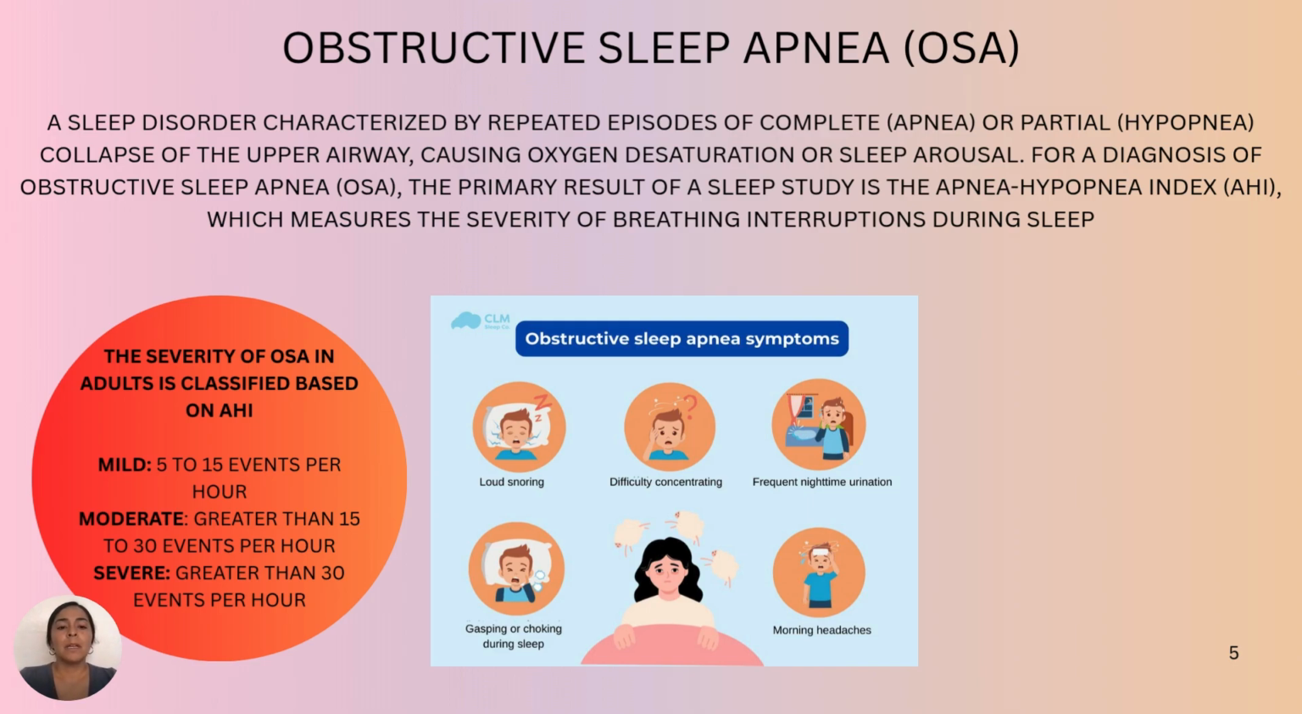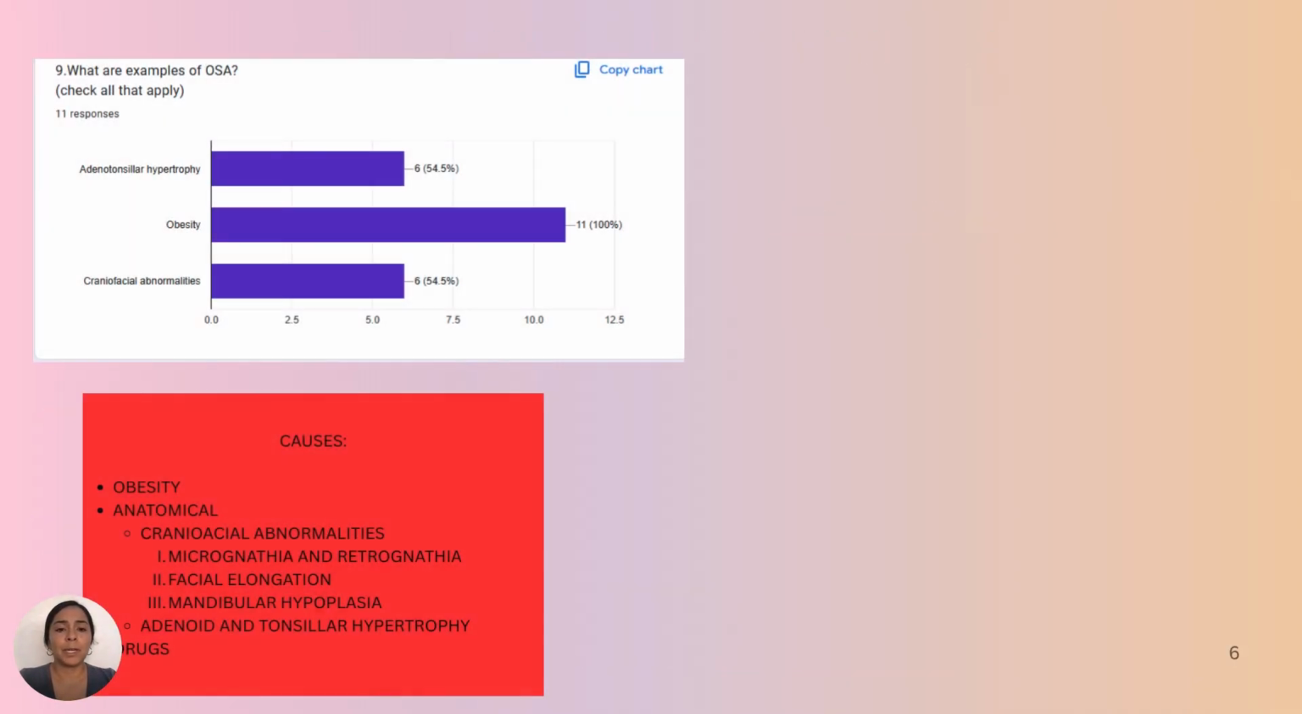Some symptoms of OSA are gasping and choking during sleep, loud snoring, frequent nighttime urination, and then you may wake up with a morning headache, and during the day you may have some difficulty concentrating.